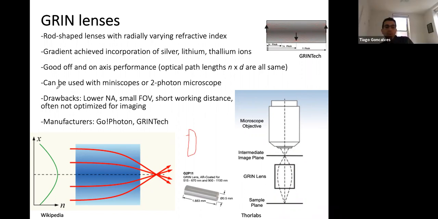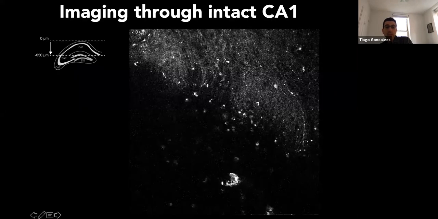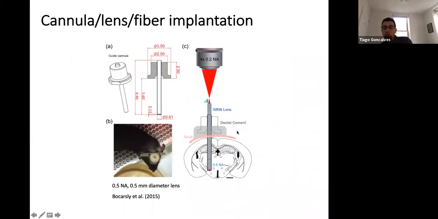So then, drawbacks. These are basically relay lenses. They relay whatever's underneath the lens at a certain working distance, they relay it up. And you can either use these with 2-photon microscopes or with miniscopes, which are these little implantable microscopes that we're going to be talking about. And if these are small enough, they can be implanted, and there's all sorts of technologies for implanting them.